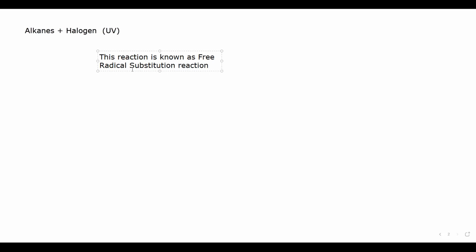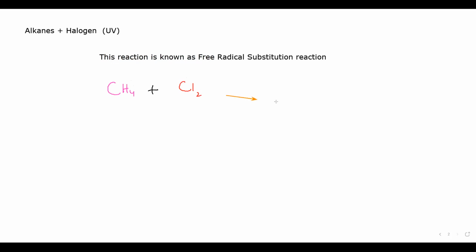What happens in this free radical substitution reaction? If I write the overall equation, we have methane. Methane is CH4. It reacts with chlorine, which is Cl2, in the presence of UV, ultraviolet light. Chlorine will take the position of hydrogen and hydrogen will go out. That's a substitution reaction.